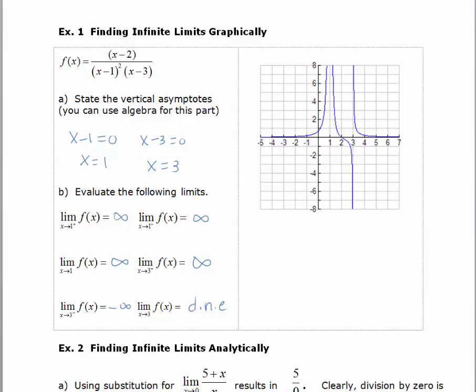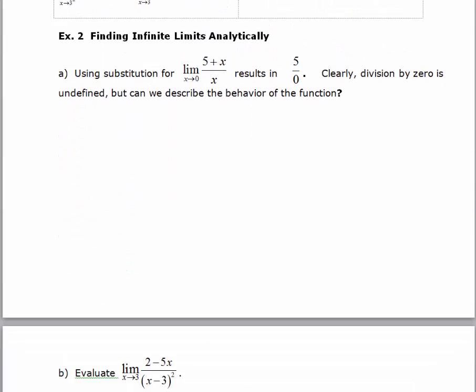I want to summarize again about how you use infinity in your answer. If you can describe the behavior as positive infinity or negative infinity, then you want to write that down. Technically, none of these limits exist because infinity is not defined. But the only time I'm going to write does not exist is when the left and the right hand limits are not equal. All right, let's look at evaluating an infinite limit algebraically.